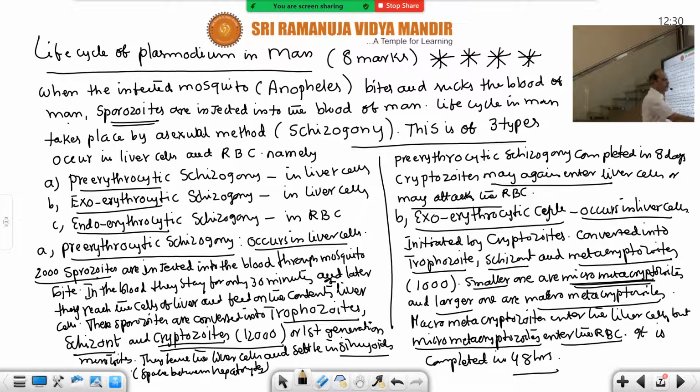Here it is completed in how many days? Already I have given 8 days. These important events should be underlined. This is 48 hours. So the first step, the pre-erythrocytic cycle, is completed. The second step, the exoerythrocytic cycle, is also completed in the life cycle of Plasmodium in man. Very important, you are sure to get it in the IPE, Intermediate Public Examination. The last and final one is endoerythrocytic. We start now. Let us turn the page.